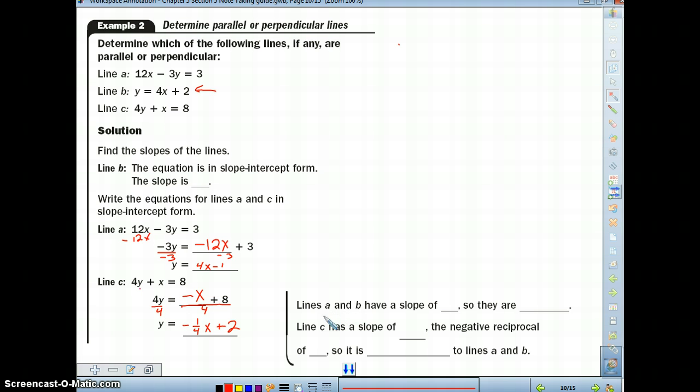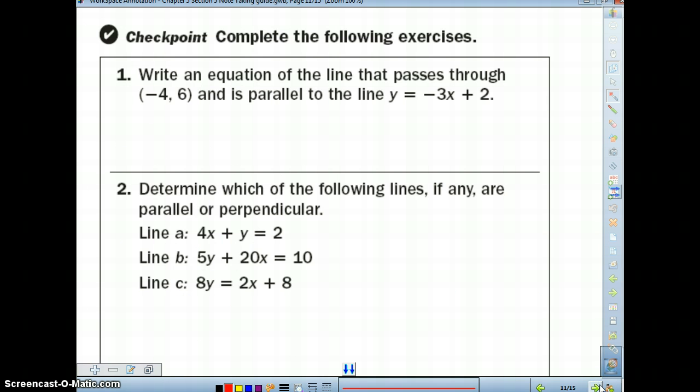All right, so let's fill this in. Lines A and B have a slope of 4, so they are parallel. They have the same slope, different y-intercepts. Line C has a slope of negative 1/4, the negative reciprocal of 4, so it is perpendicular to lines A and B. And that's what we're looking for, the negative reciprocal of a slope. I said positive slope, but it could be a negative sign here and a positive sign there. Okay, so let's work some.